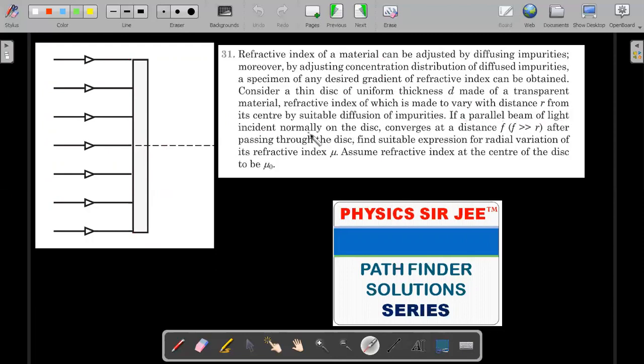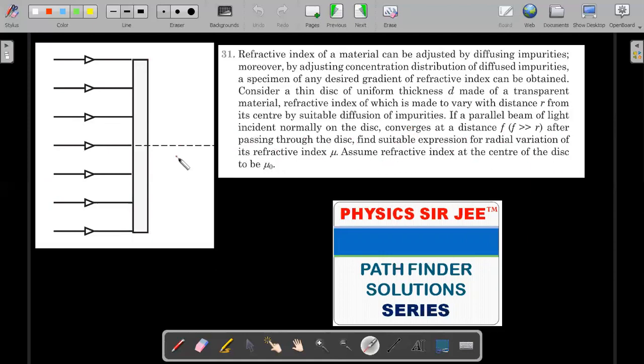If a parallel beam of light is incident normally on this, now as I said in the previous problem, mu is variable, so you should use wavefront theory and not the straight rays. You should not say all the rays will come out simultaneously. Okay, right? So they are supposed to, it seems, converge, because maybe we are guessing that the wavefronts are going to get tilted. You end up getting convergence, it seems. Okay, right? So what should be the suitable expression for the radial variation of mu? If this is at a distance small r, mu should be, it seems, a function of r such that the focus can be obtained. Okay, so that's the question.